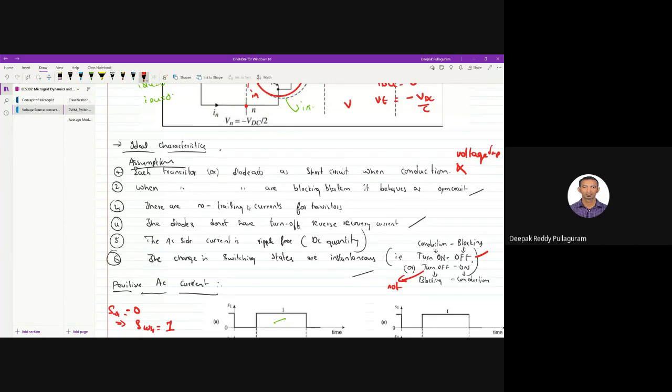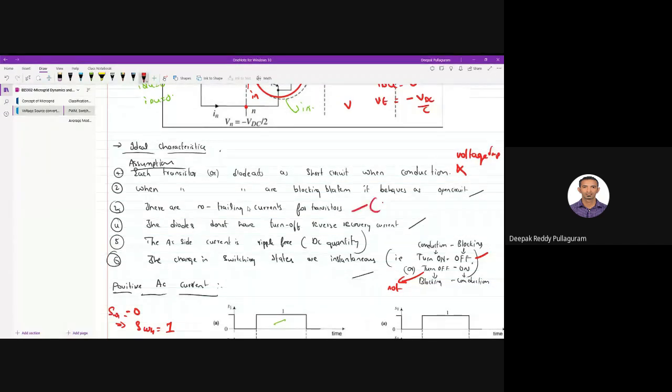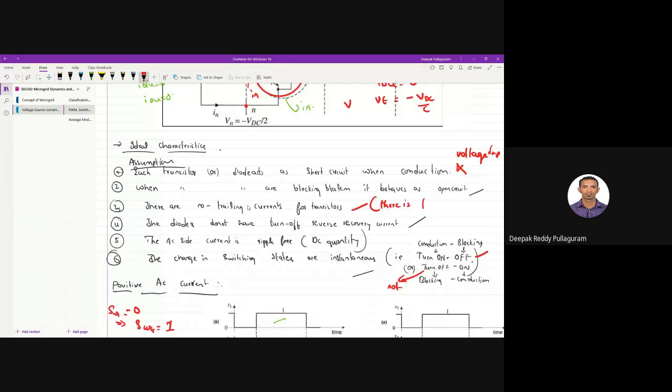Third one, blocking state, I will continue with the open circuit. If the switch is blocking, I'll assume that it is an open circuit. And instead of no trailing currents, I assume there is a trailing current. And instead of diodes not having reverse recovery current, I assume that diodes have reverse recovery current. So this assumption is still valid. I keep the AC side as a ripple free current for now.